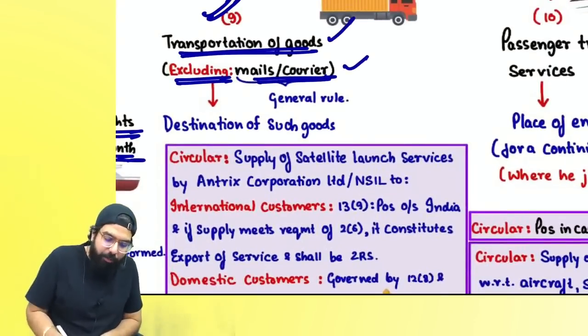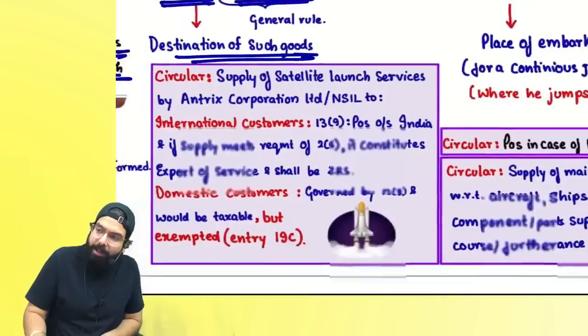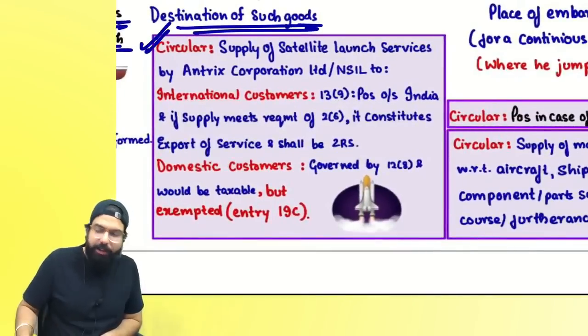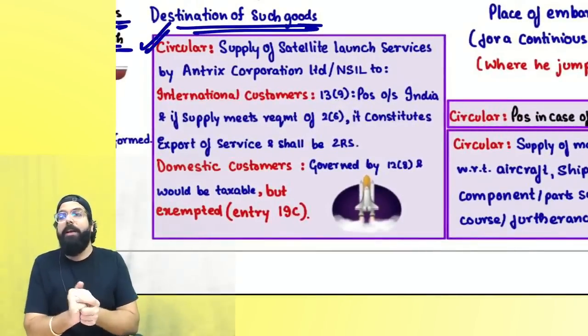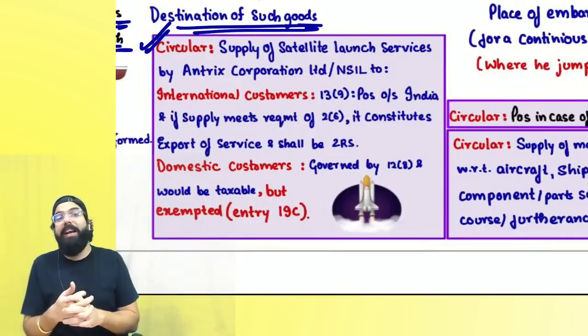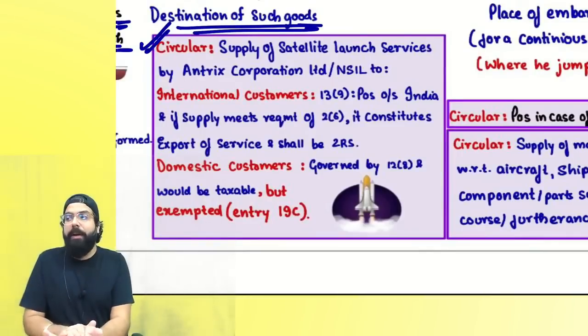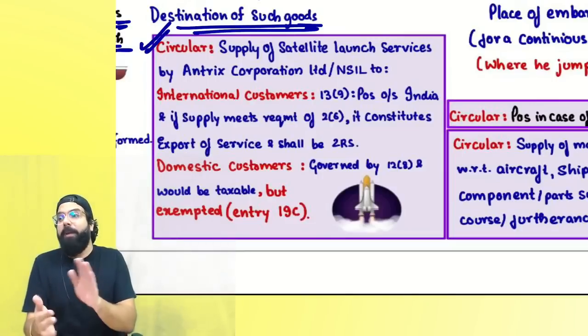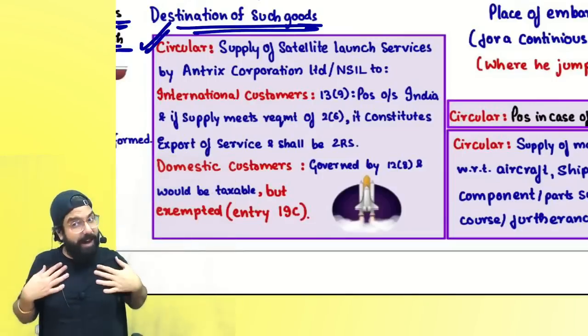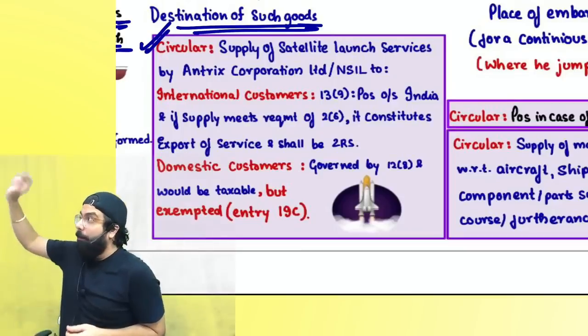So for transportation of goods, the destination of goods will always become the place of supply. Here one circular is there with respect to Antrix Corporation or NSIL, New Space India Limited. Whenever they provide satellite launch services to a domestic customer, it is always exempted under entry number 19C of your exemption chapter.